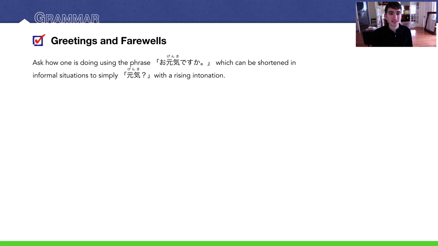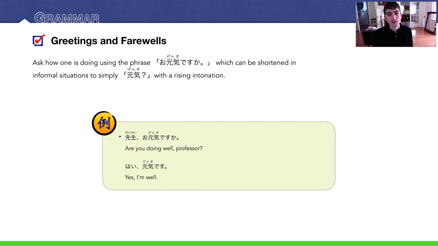Enough of greetings, let's get to asking, how are you, or are you well? The polite phrase for this is お元気ですか? Which is shortened to 元気, in informal situations, very informal situations with your good friends and family. So for example, 先生、お元気ですか? Are you doing well, sensei, professor? Sensei would say, はい! Genki desu, if they are well.